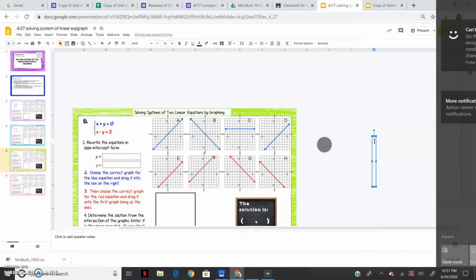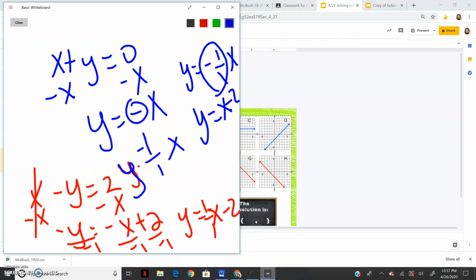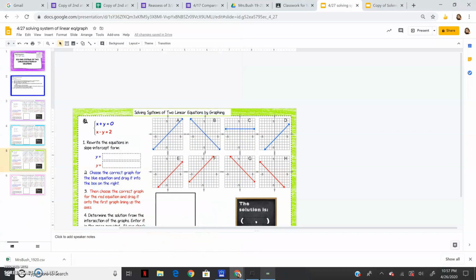So you're going to go through the origin here. All of these go through the origin. Now we've got to remember, the blue is negative 1 over 1, so that means you go down 1 and over 1. So we go through the origin and it's negative. There's only one, so you're going to double click it and move it into this box, because that's the one that matches.